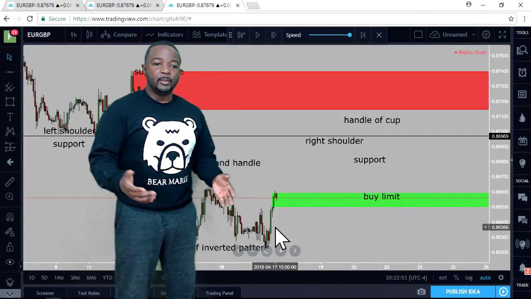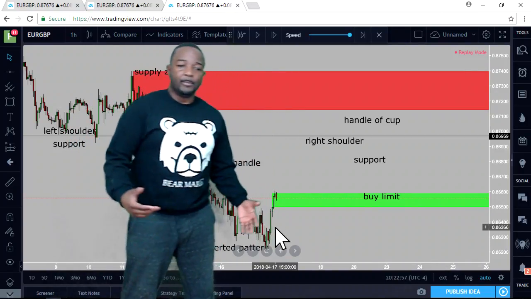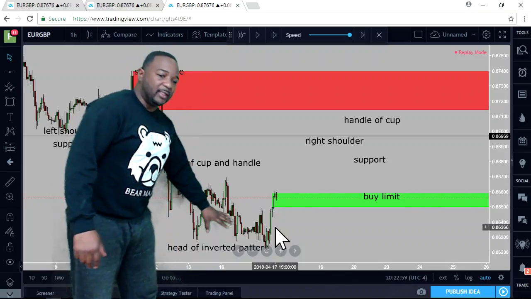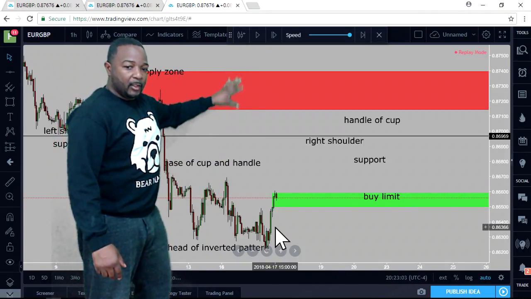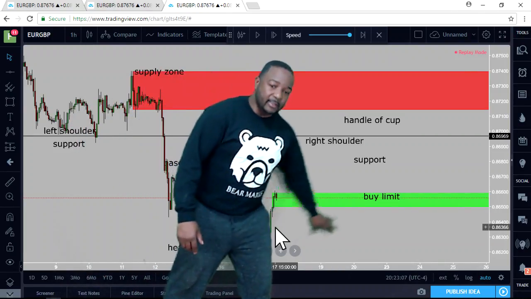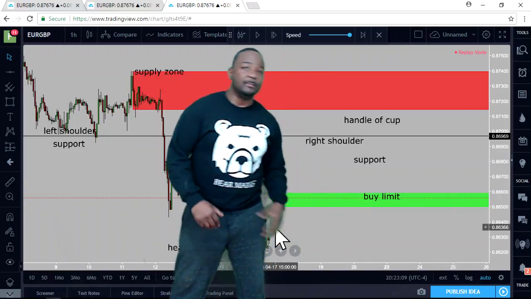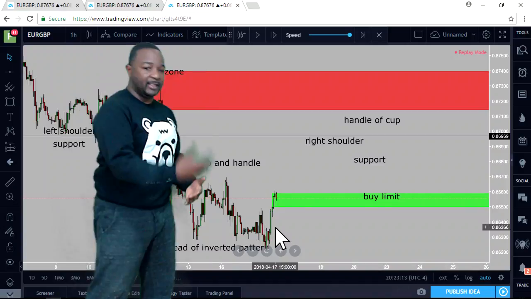Okay, can someone tell me where my take profit is going to be if I'm buying here? Okay, that's right. My take profit is going to be at the supply zone. We knew on a higher time frame that, hey, listen, this is the first time that the market came down to that zone, and we're going to have a whole bunch of buyers coming into that level.